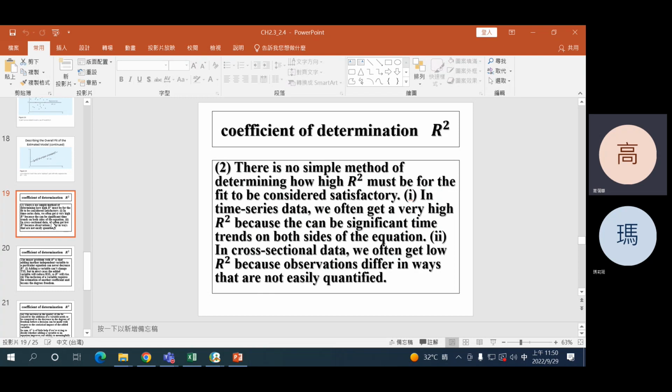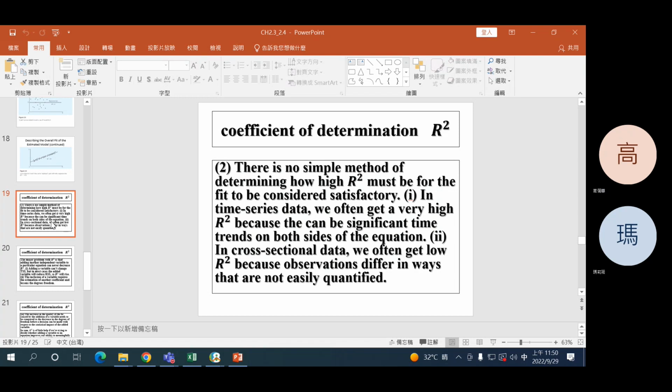And in cross-sectional data, what do we mean by cross-sectional data? All the data have different subjects, but at the same point in time. In cross-sectional data, we often get low R square because observations differ in ways that are not easily quantified.